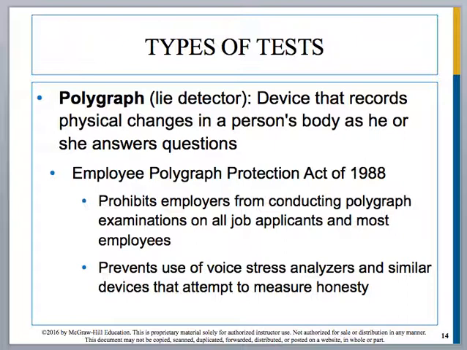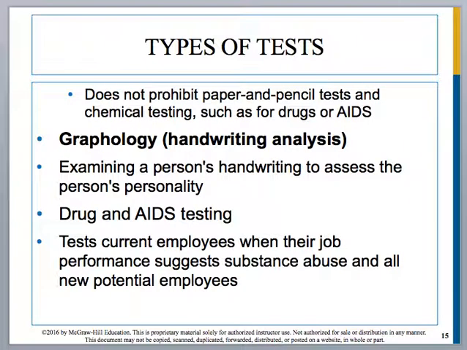And some people have been wrongly terminated, convicted of doing all kinds of things based on the use of polygraphs and analyzers. It does not, however, prohibit paper and pencil tests and chemical testing, such as tests to see whether or not you're on drugs or you have HIV/AIDS, and so on and so forth.